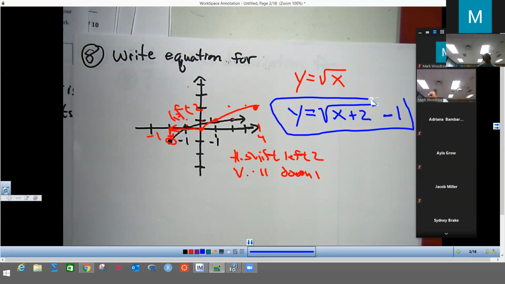So that would be the equation of this function. And you would not have to put y there. You could put f of x, g of x, whatever you want. Y is fine, but that's how you would do that problem number 8.